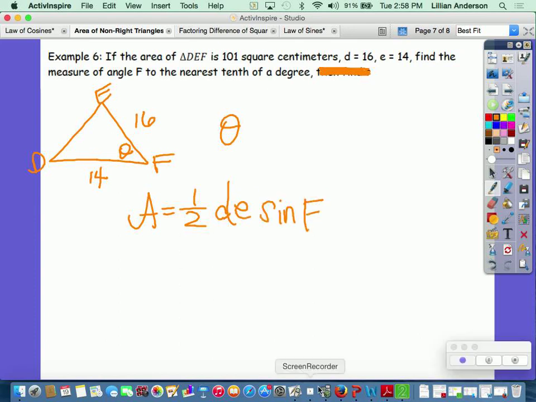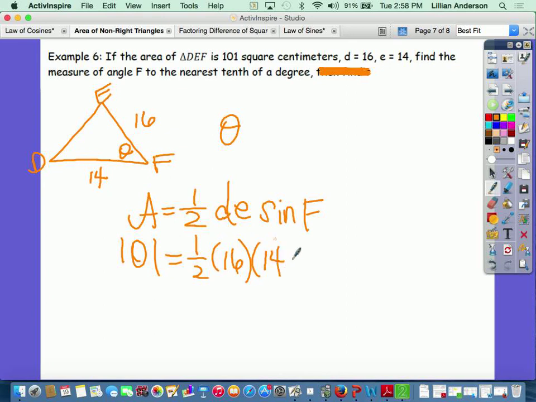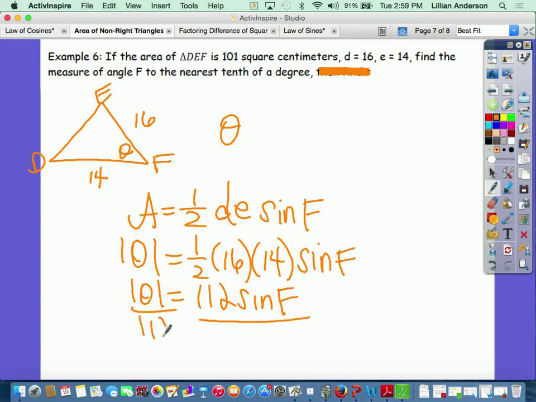Anytime we're looking for an angle, we have to use the inverse. So plug in what you have. You know the area is 101. You know D is 16. I've got to go backwards. And you know E is 14. And yes, you have to work backwards. So what's half of 16 times 14? 112. I need to divide by 112 first because I have to get sine F by itself. So sine F equals 101 over 112.